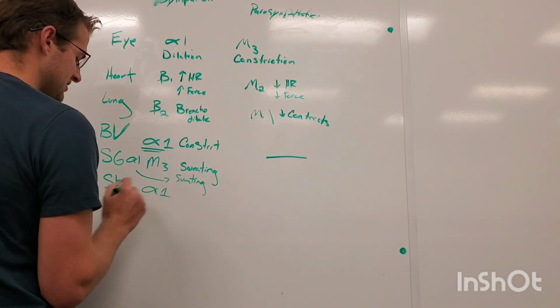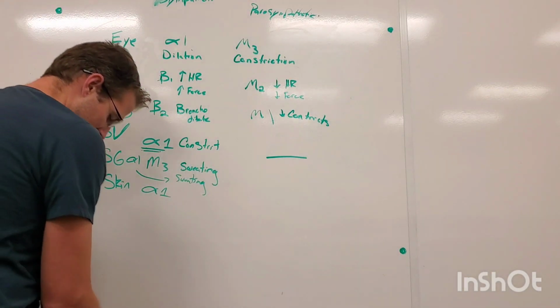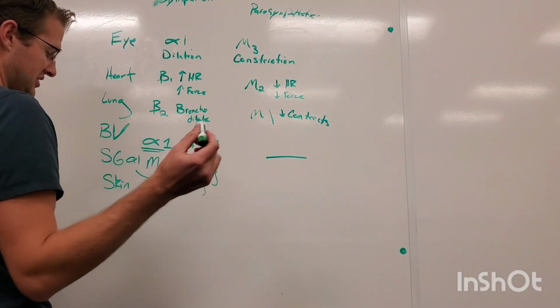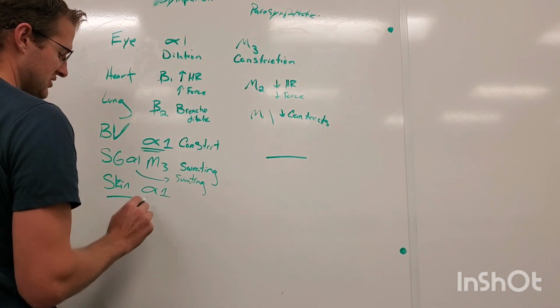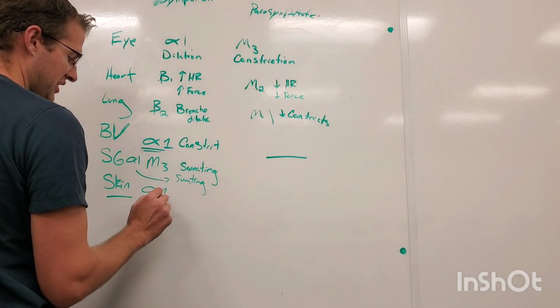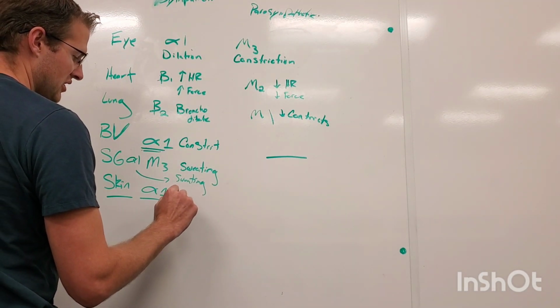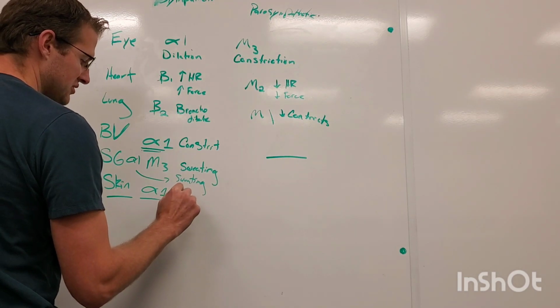The last one we'll talk about is the skin. That's the erector pili muscle. When you're cold outside, or when you're cold in general, you'll get goosebumps, and that's when catecholamines bind to this alpha-1 receptor, and this will cause goosebumps. We'll just say goosebumps down here.